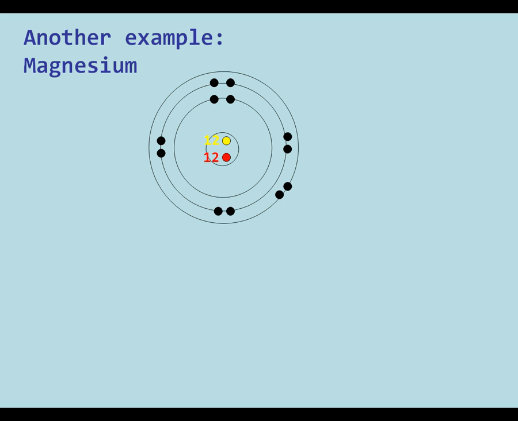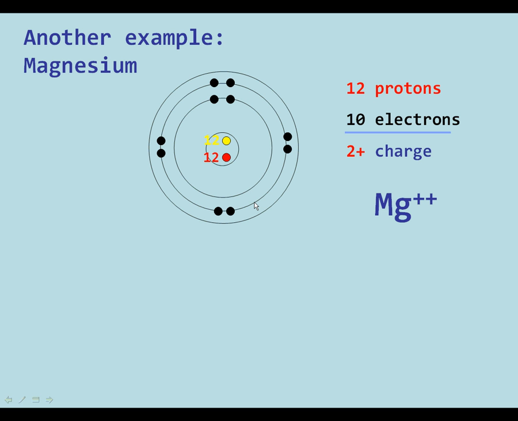We'll just have a look at that again. So the 2 outermost electrons are lost, and that would leave behind a filled second shell and a filled first shell. So this is now a noble gas configuration. The result is that there are 12 protons left in the nucleus, but now only 10 electrons surrounding the nucleus, so that gives magnesium a 2 positive charge, and it would be written Mg double plus like that.